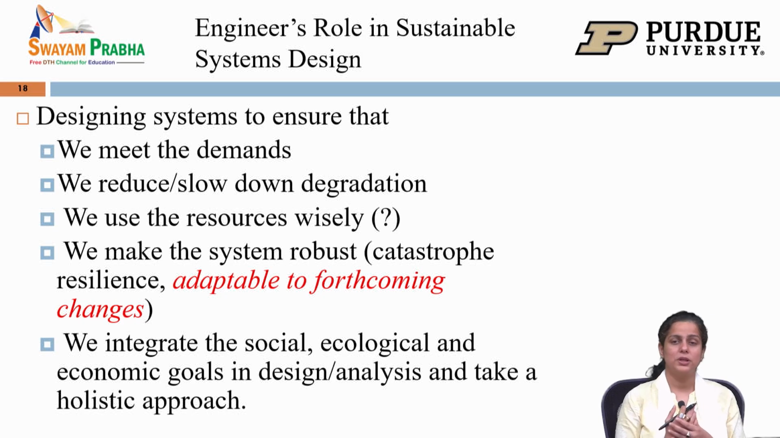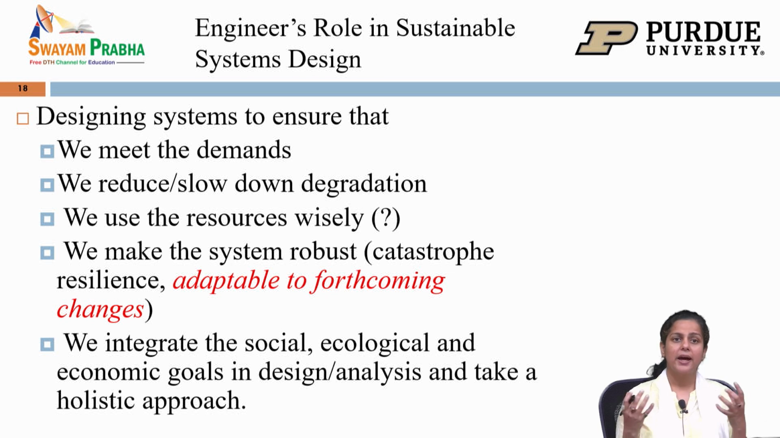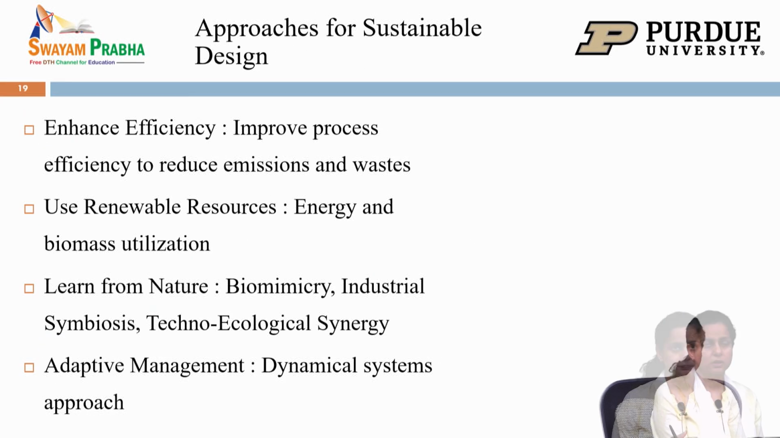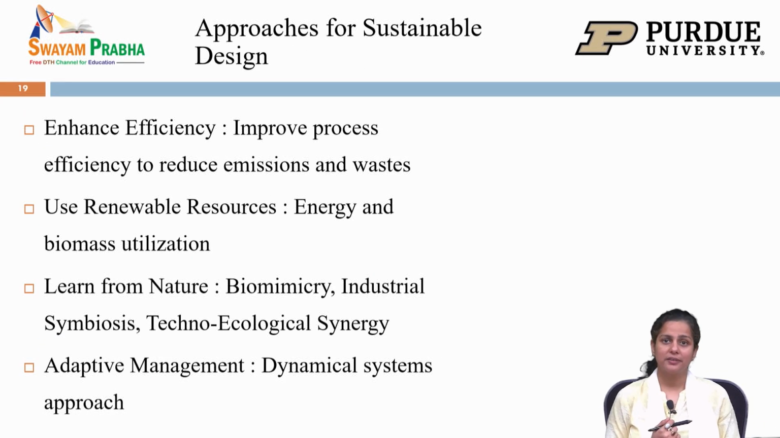And of course, we try to think about the three pillars of sustainability: the social, ecological, and economical goals, and we use that in our design and analysis and take a holistic approach. Of course, it is challenging. There are tools and techniques that are being developed. We will learn some of those tools in this course, but of course, there is a wide range of things that are still required. Okay, so what are some of the approaches for sustainable design that we can think of?